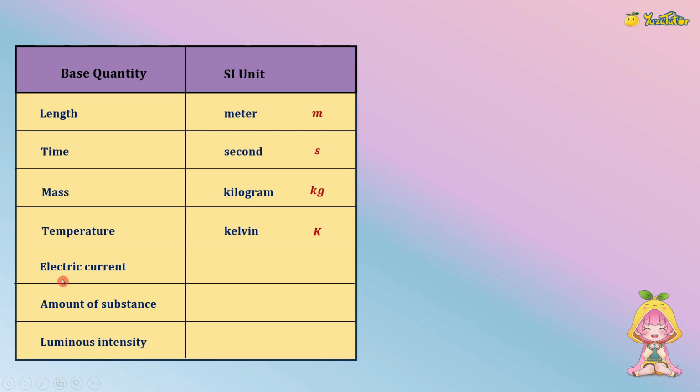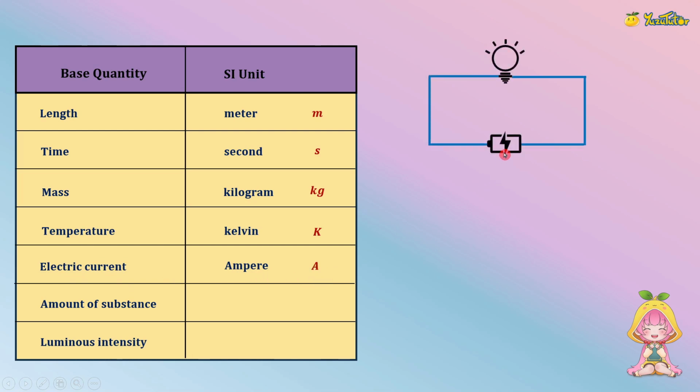The next quantity is electric current, and its SI unit is ampere, symbol A. For example, imagine we have an electric circuit. Here is a battery, and here is a light bulb. When the circuit is complete, the current flows through it. Suppose that current equals 0.2 ampere. Because I represents current, we can write I equals 0.2 amps.